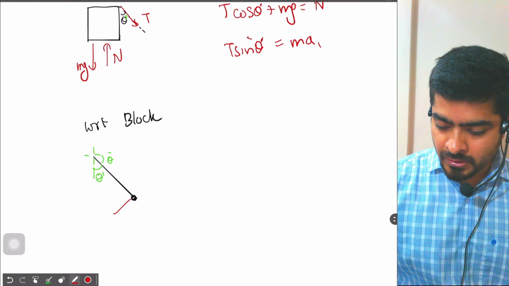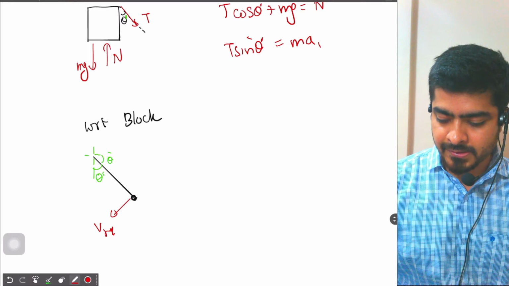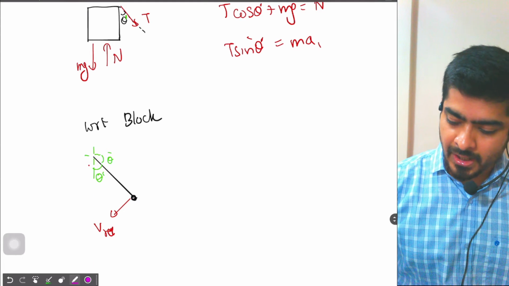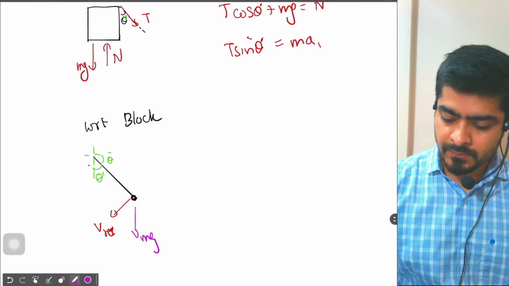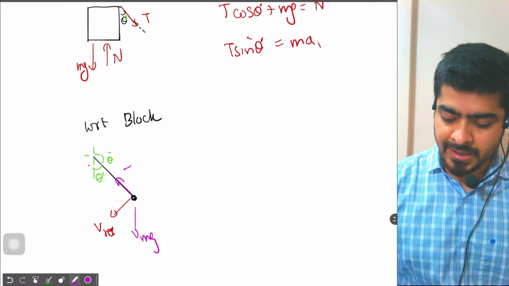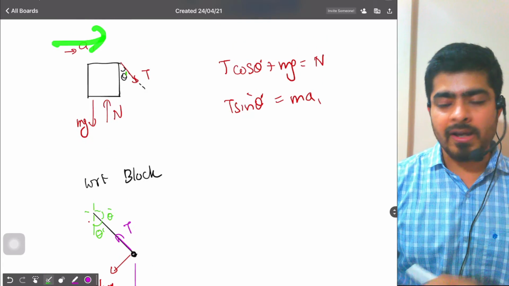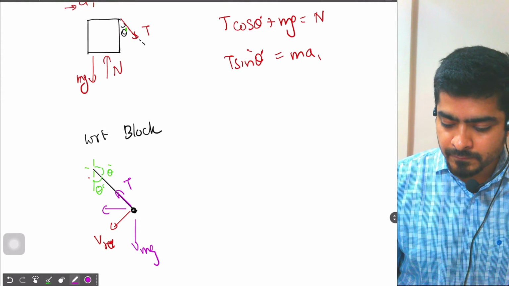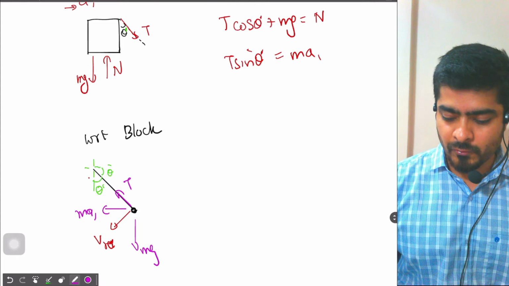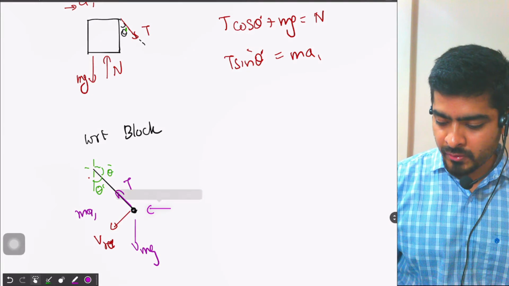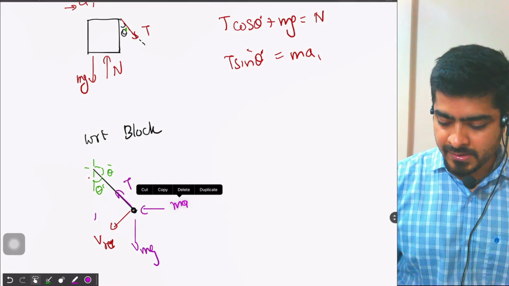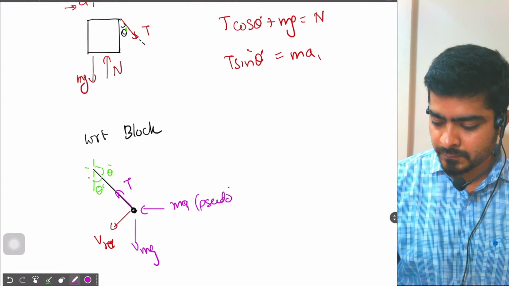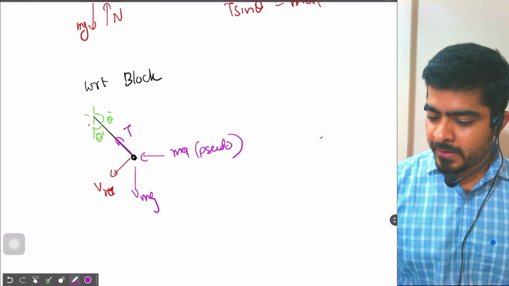Now with respect to block, the particle is having velocity v relative like this, okay. But if you talk about the forces on the particle, so we have mg, then we have tension, and the block is having acceleration in this direction, so there will be a pseudo force on the particle in this direction. This is your pseudo force, okay. Or let's draw it on this side. This is your pseudo force, right?